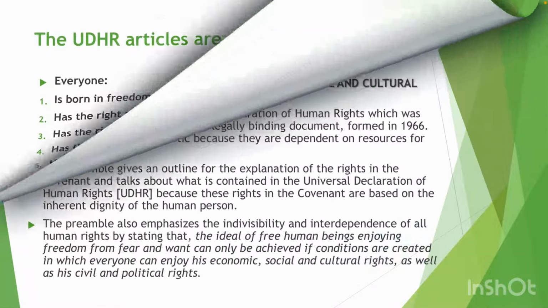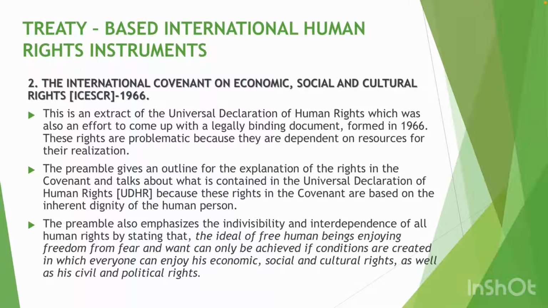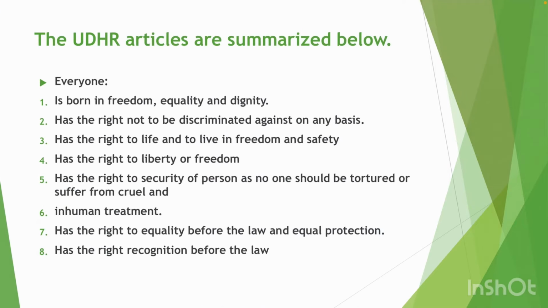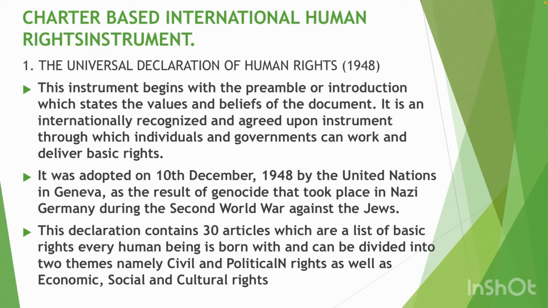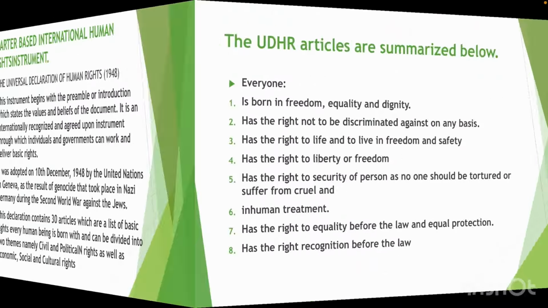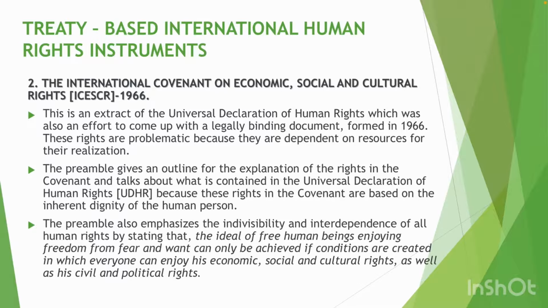Great. So that is about the UDHR. Let us talk about the treaty-based international human rights instruments. Remember, we said the articles contained in the UDHR can be divided into 2 themes: civil and political rights, as well as economic, social, and cultural rights. So further documents were formed following these 2 themes. We have the International Covenant on Economic, Social, and Cultural Rights. This one only took the part of economic, social, and cultural rights. It expanded only the economic, social, and cultural rights.